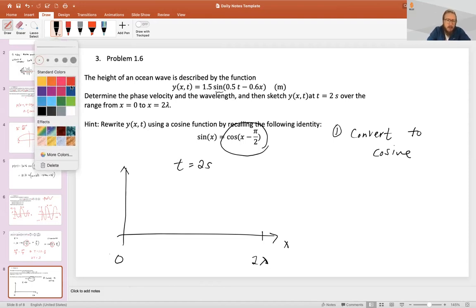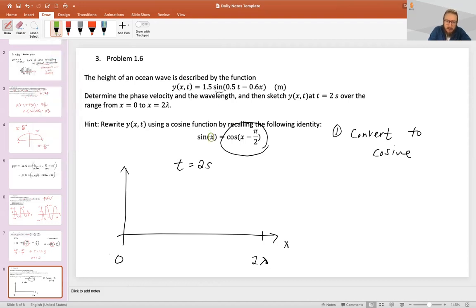I think it would be maybe easier. I should have, because we're already using x. Oh, let's change this to theta. So if the argument is theta, you can convert to cosine wave in this way, just to make that clear.